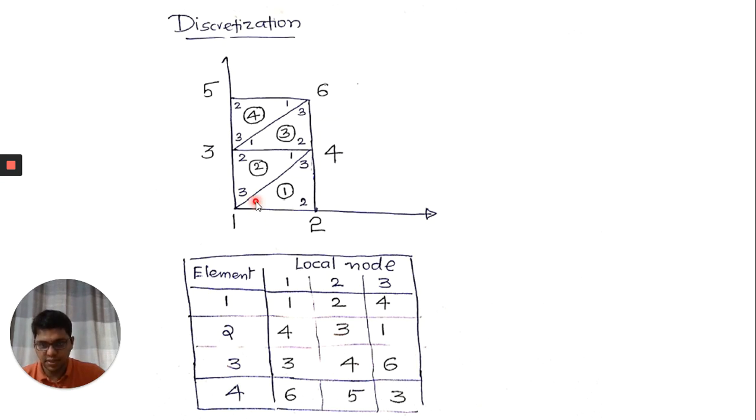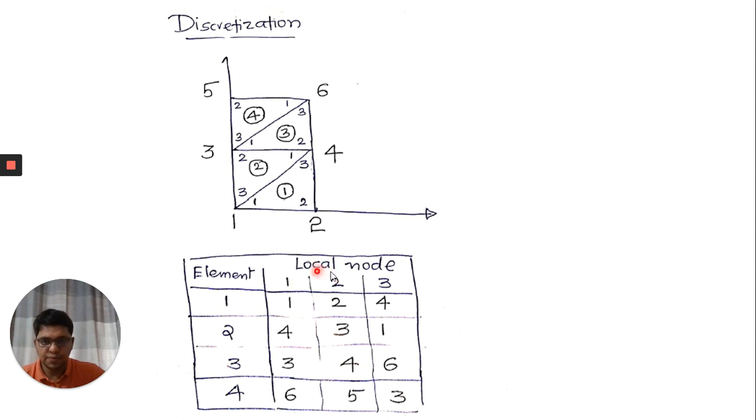And if you look at these numbers 1, 2, 3, and 1, 2, 3, they represent the local nodes of an element. If you look at the first element, this represents the first local node, second local node, and third local node. If you look at the second element, this represents the first local node, second local node, and third local node. The order of these nodes for the first element and second element is selected in such a way that the element stiffness matrix of all the elements will be the same.